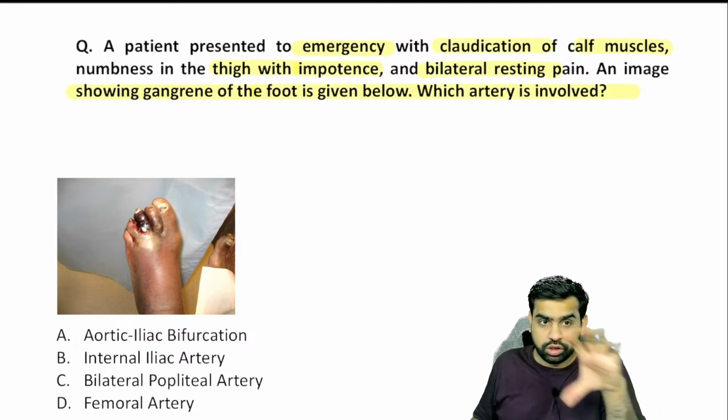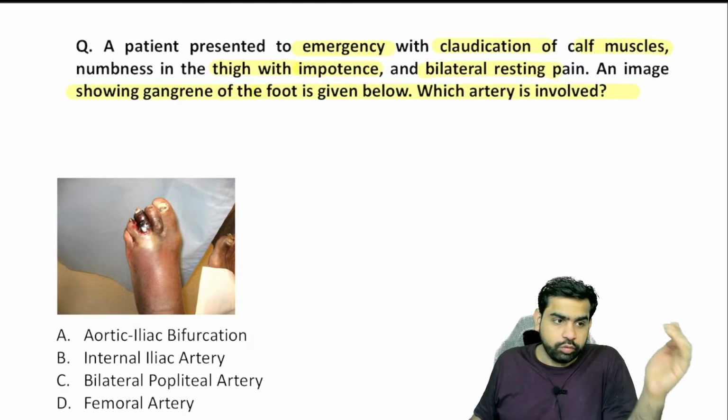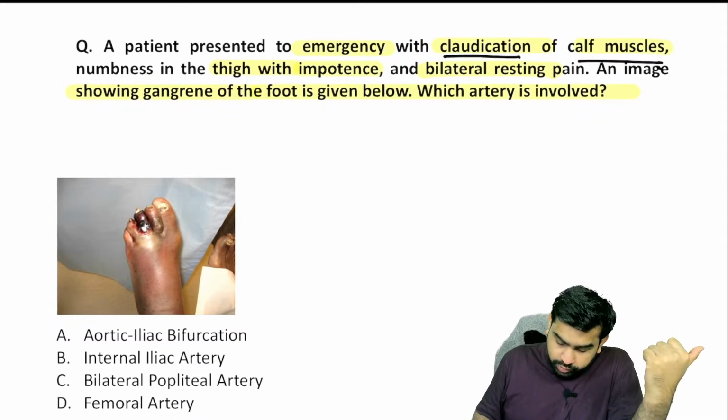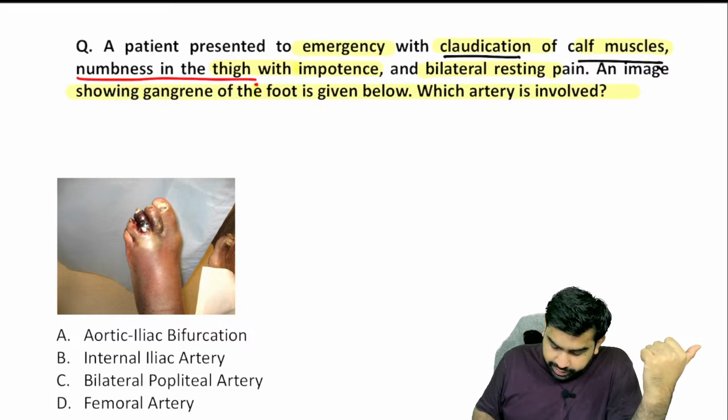Whenever you get questions like this, what you need to understand is what are the things which are given in this particular question. We have an intermittent claudication of the calf muscles. That's one thing which is given. What else is given? There is numbness in the thigh and there is impotence.